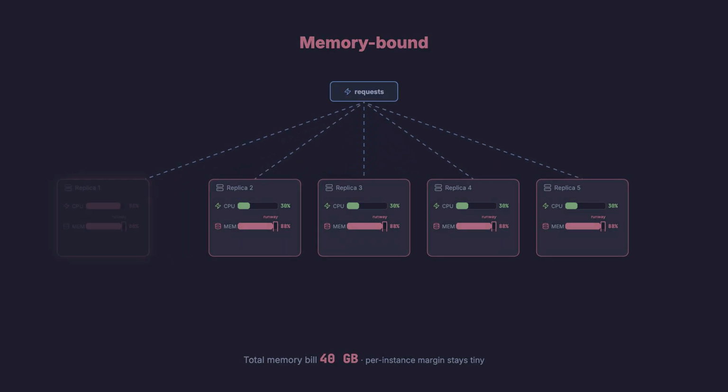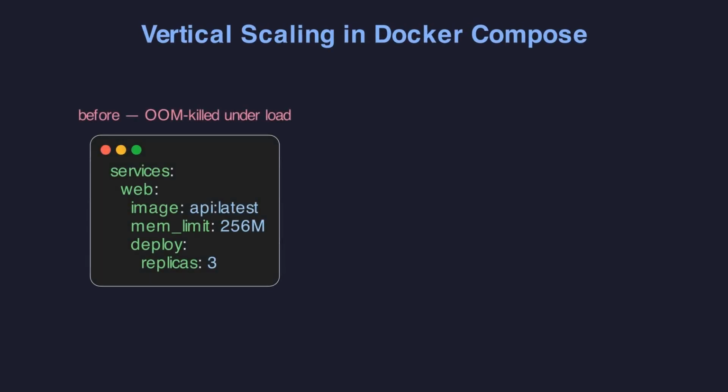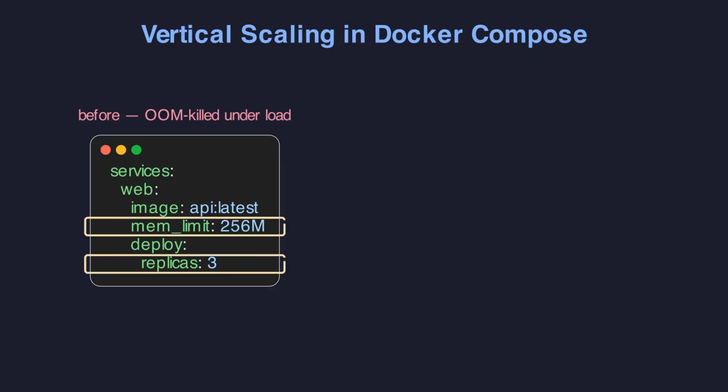Let's make it concrete with a container orchestration example. A typical Docker Compose setup might declare a web service with a memory limit of 256 megabytes and 3 replicas.